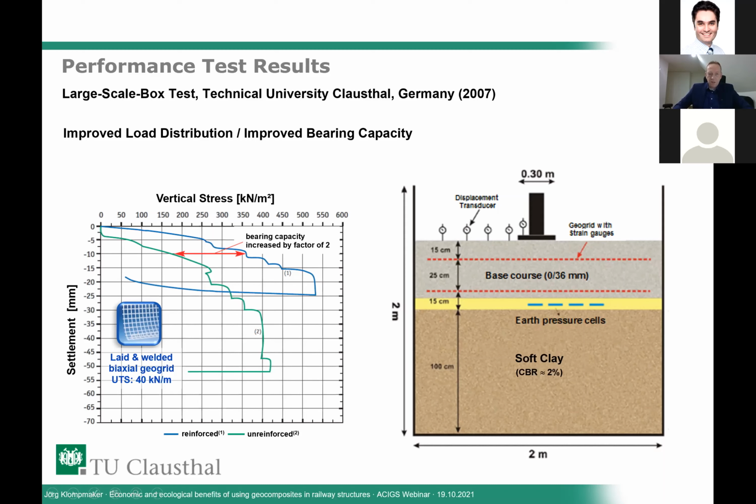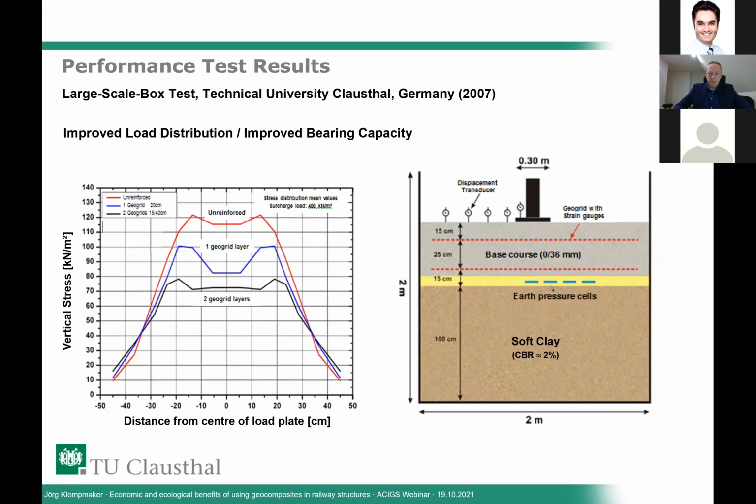If we are not using a geosynthetic, then the settlements are already beyond 20 millimeter. This is a result of the increased load spread using the geogrid, so the stress level that is transferred to the soft subgrade layer is reduced. Or in the other direction, if we are not using a geogrid, we can expect higher stress levels which are transferred to the subgrade, and this leads to larger settlements.